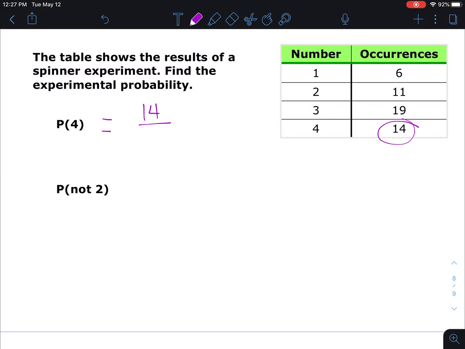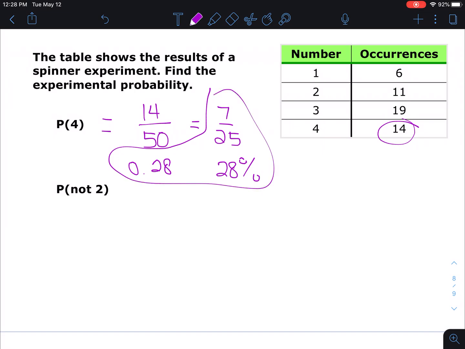Now remember, with probability, the bottom number is your total. So what you want to do then is take those numbers right there, 6, 11, 19, and 14, and add them together, okay? And in this case, that would give us 50. This is not reduced, so you either want to reduce this to 7/25, or you could change it to a decimal, which would be 0.28, or you could write it as a percent, 28%. Okay? So any of these 3 are okay, but don't leave it like this one.